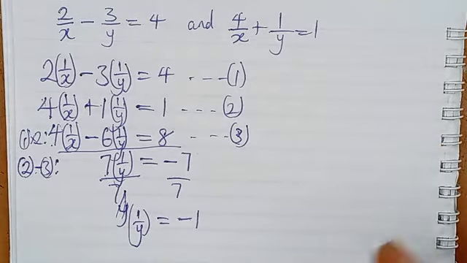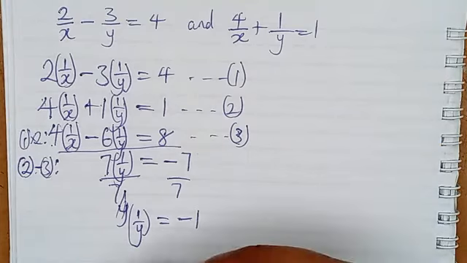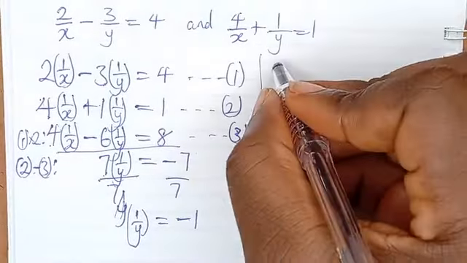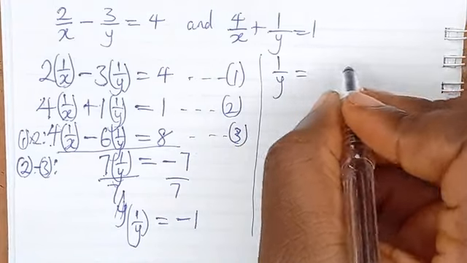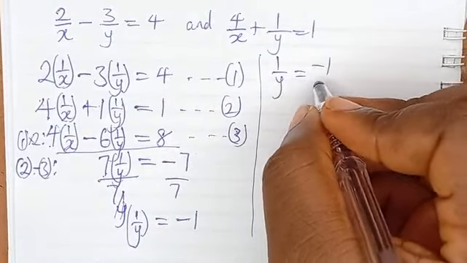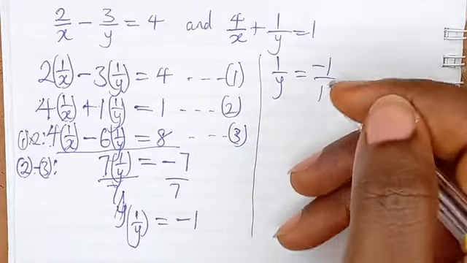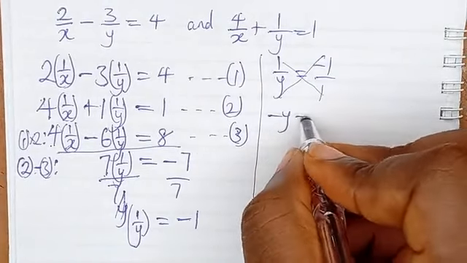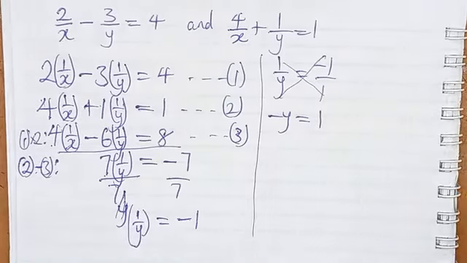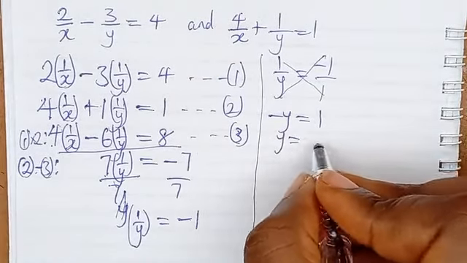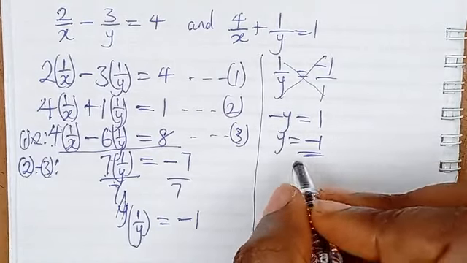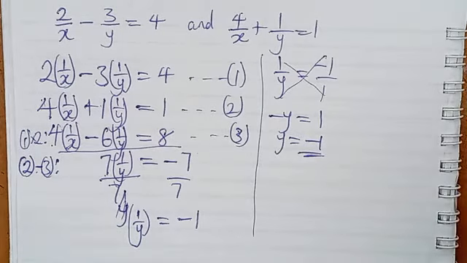Okay, now for us to find what is y, let me solve that here. We have that 1 over y is equal to minus 1. I'm just going to say over 1, because every whole number is over 1. We're going to cross multiply. We have that negative y is equal to 1 times 1, that's 1. So we have that y is equal to negative 1. That's dividing both sides by minus 1. We're going to get that y is equal to negative 1.